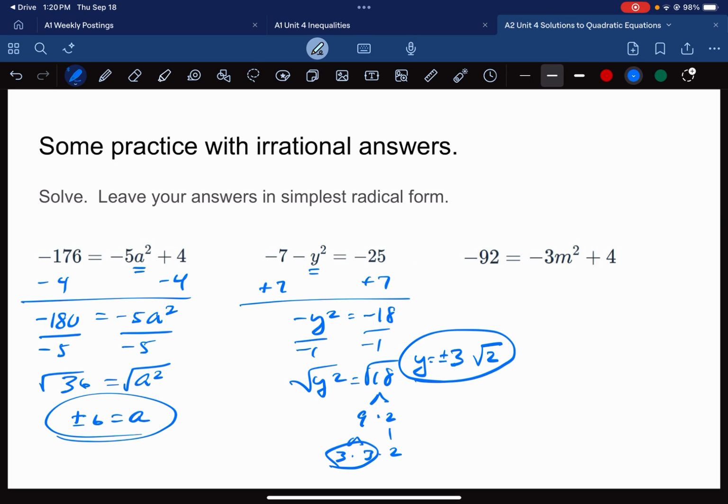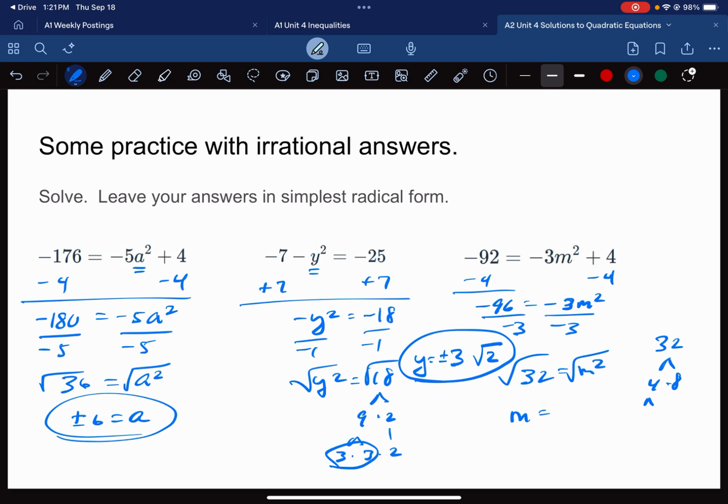All right, hopefully you shut the video off and tried this, and you saw negative 96 equals negative 3 m squared. I'm going to divide by negative 3. M squared equals 32. And so square root both sides. So m is going to be, well, let's see, 32. I think 4 times 8 when I think 32.